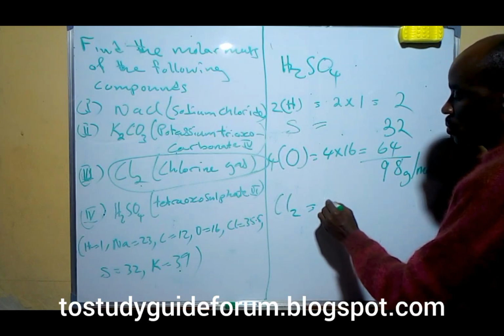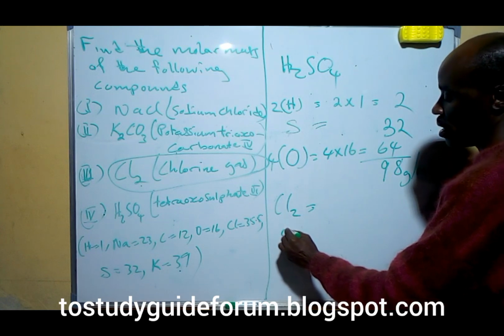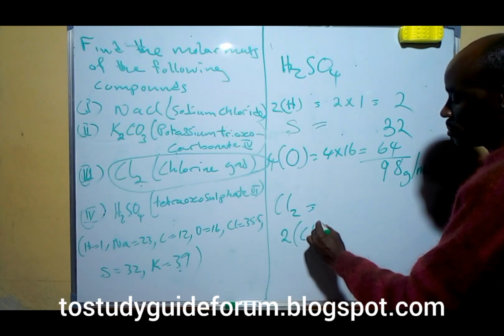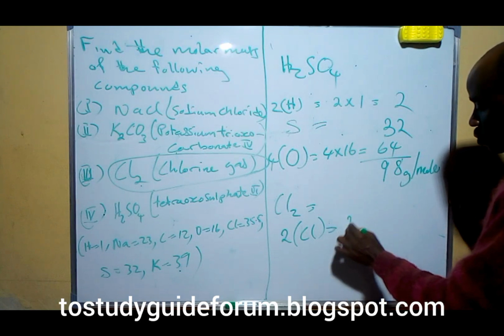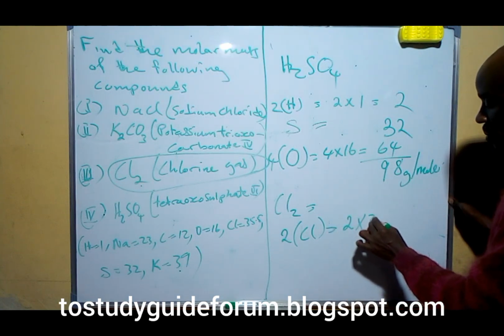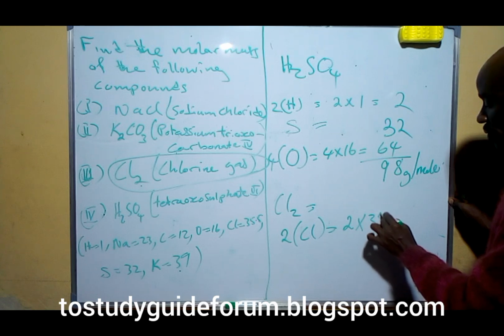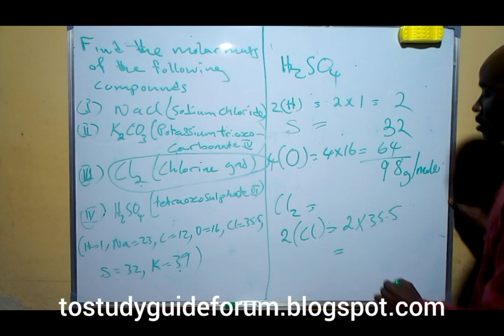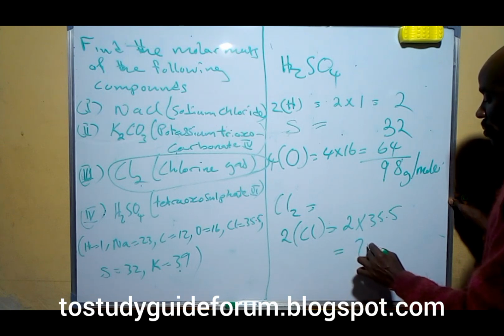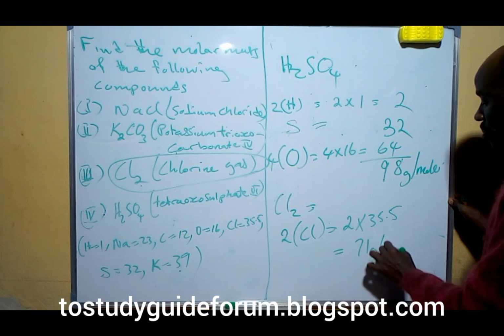So in this case, chlorine is diatomic. That means 2 times 35.5. That will give us 71 gram per mole.